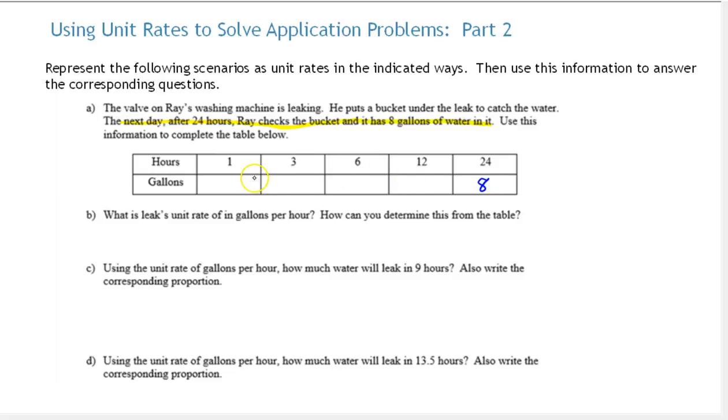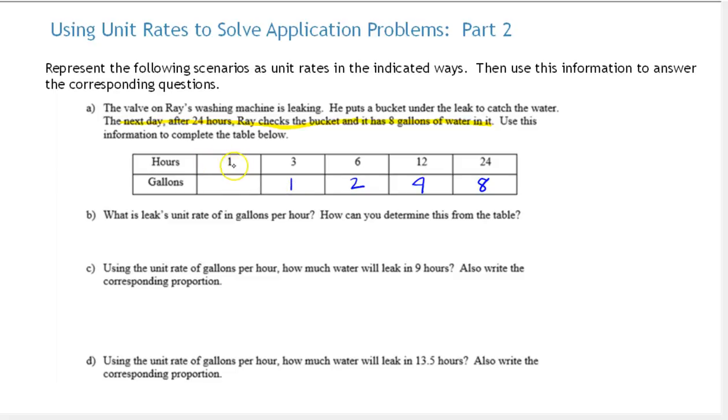Now I want to fill in these other values, and I'm looking at the hours. I put in ones that are useful and easier for us to think about. Notice that 12 hours is half of 24 hours, so the amount of water that would leak would be half of 8 gallons. So I'm going to divide 8 by 2, so in 12 hours it would leak 4 gallons. Notice 6 is half of 12, so in 6 hours it would leak half of 4 gallons, which is 2 gallons. 3 hours is half of 6 hours, so it would leak half of 2 gallons, which is 1 gallon.